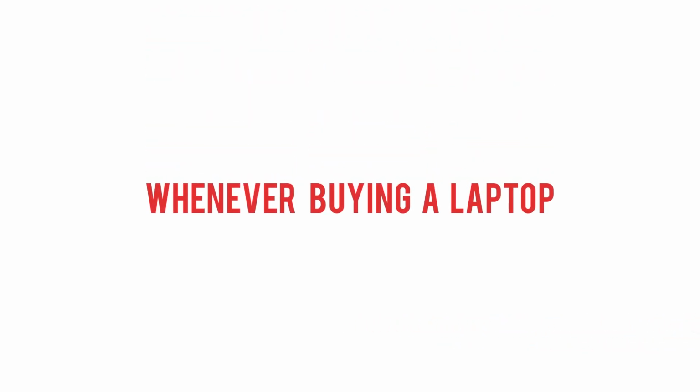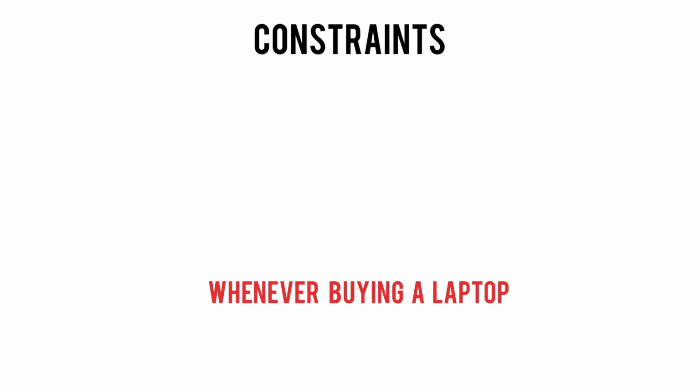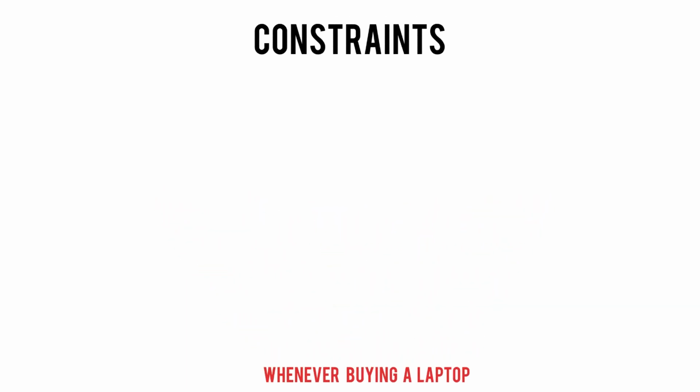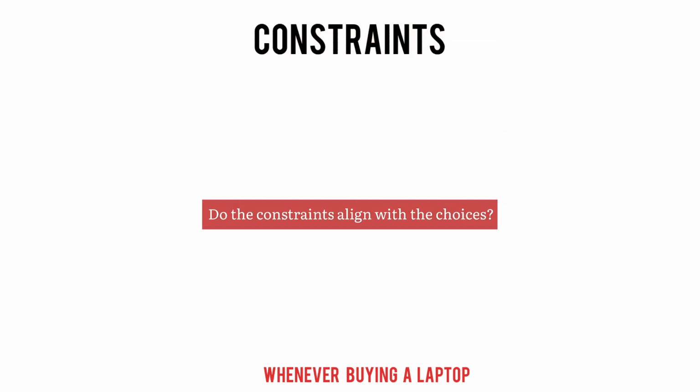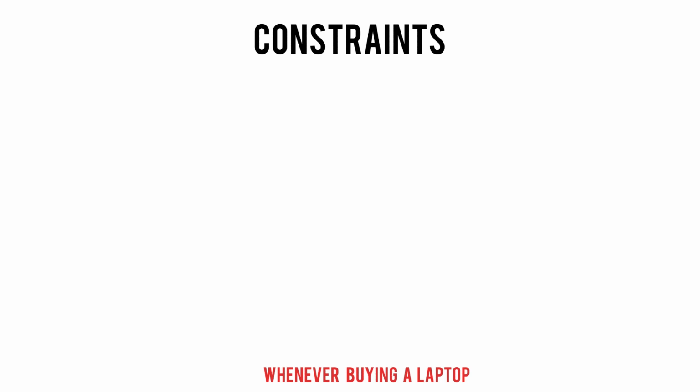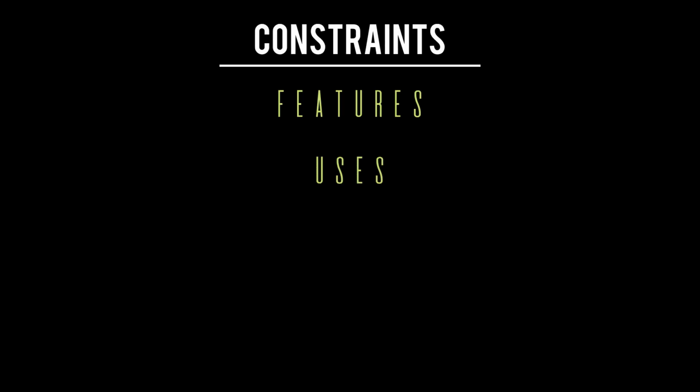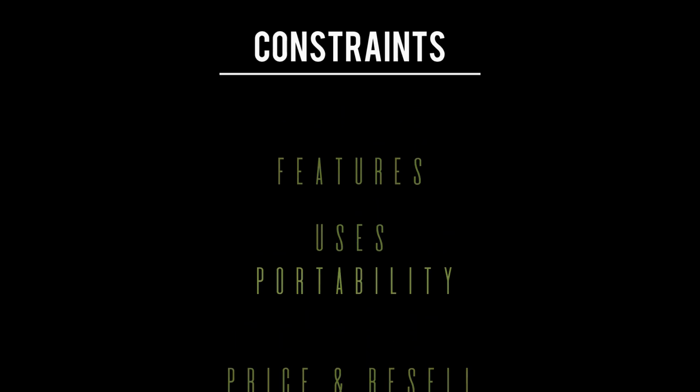So जब भी एक लैपटॉप या फिर कंप्यूटर खरीदते हो, you look at some constraints. You lay down the constraints and then look at each constraint individually that whether they align with your choices or not. So I have made your work easier by noting some of the major constraints such as features, uses, portability, and lastly the most important, price and the resale value.